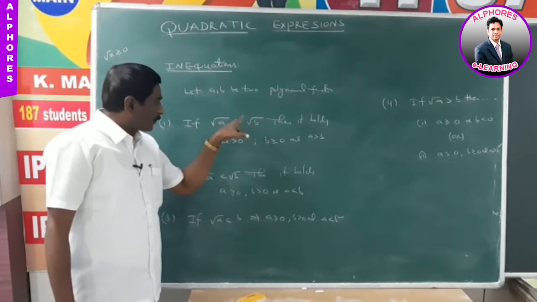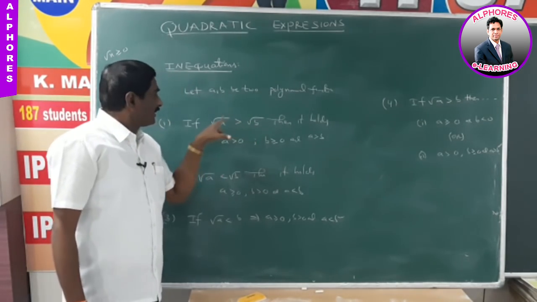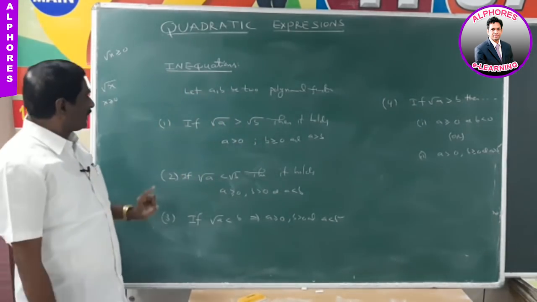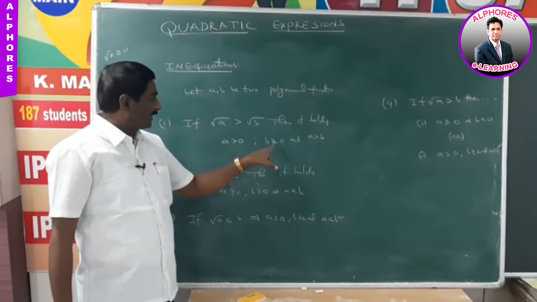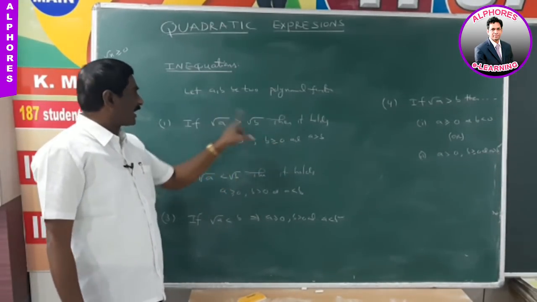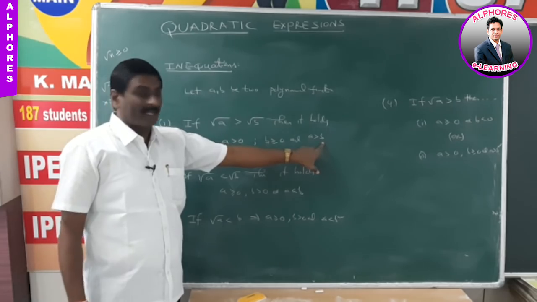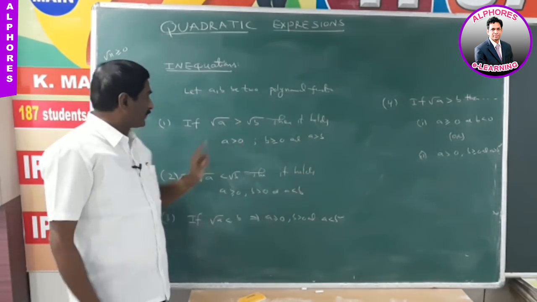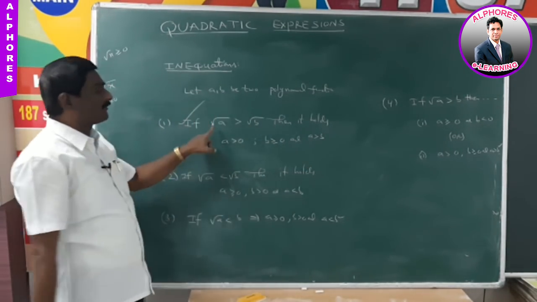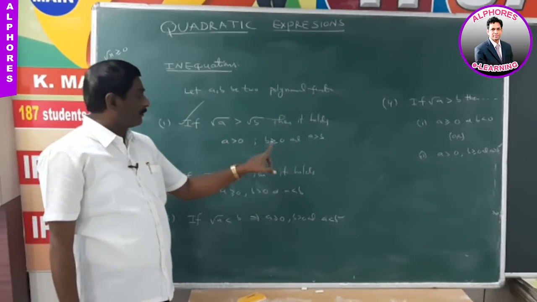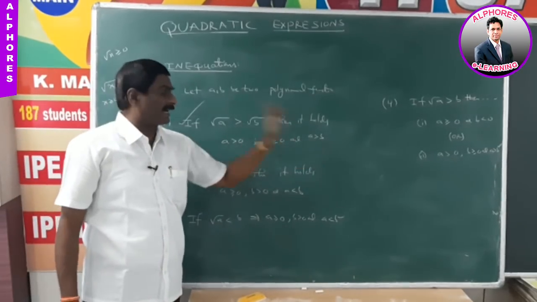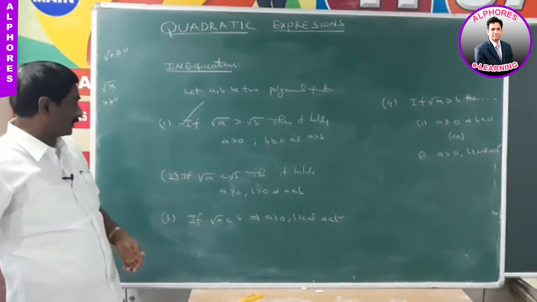That means suppose we take b as 0, a is more than 0. So a > 0, b ≥ 0. After squaring on both sides, we get a > b. This inequality is true only when a > 0, b ≥ 0 and a > b.